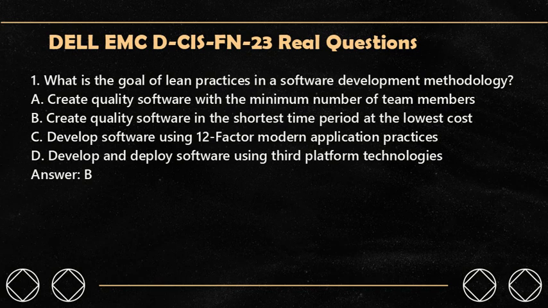1. What is the goal of lean practices in a software development methodology? A. Create quality software with the minimum number of team members. B. Create quality software in the shortest time period at the lowest cost. C. Develop software using 12-factor modern application practices. D. Develop and deploy software using third-platform technologies. Answer: B.